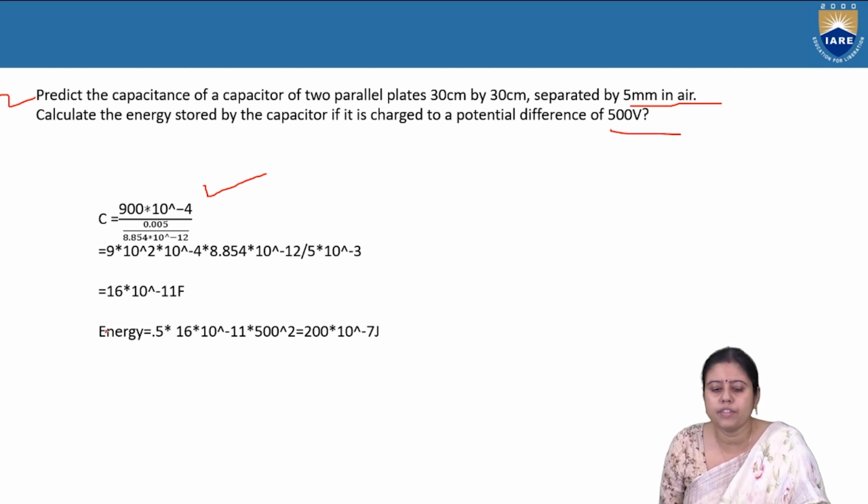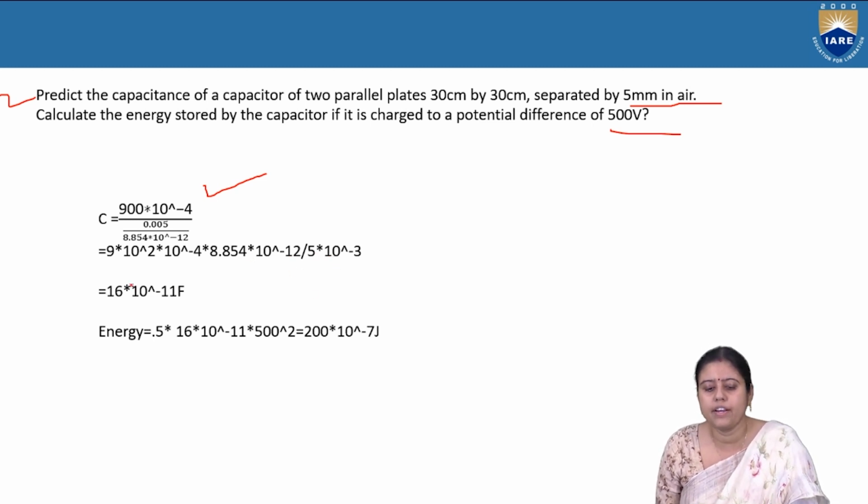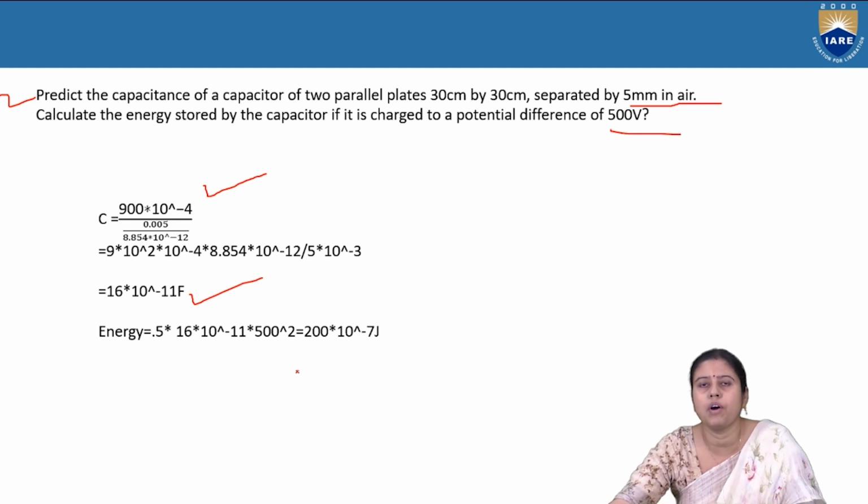So what is the capacitance? Capacitance is epsilon A by D. If we put the value, 900 into 10 to the power minus 4 into 8.854 into 10 to the power minus 12 divided by 5 into 10 to the power minus 3, we will get 1.6 into 10 to the power minus 11 farad. So this is the capacitance, 1.6 picofarad.